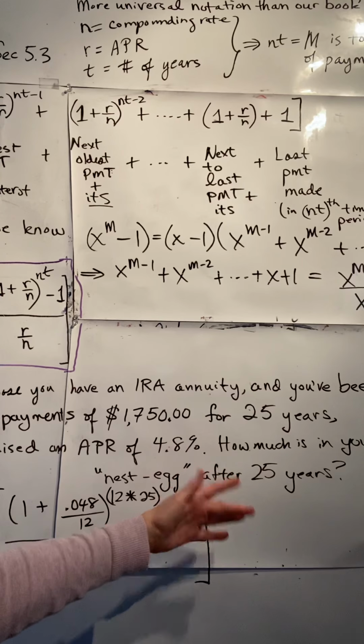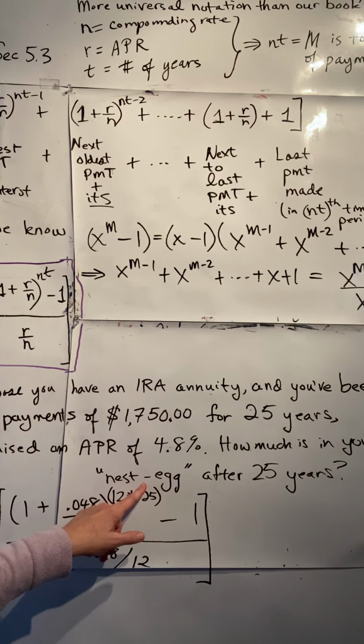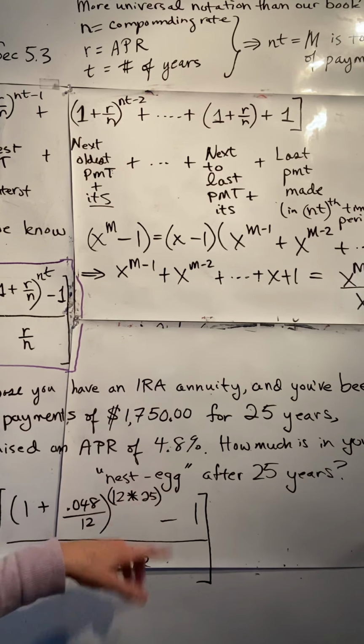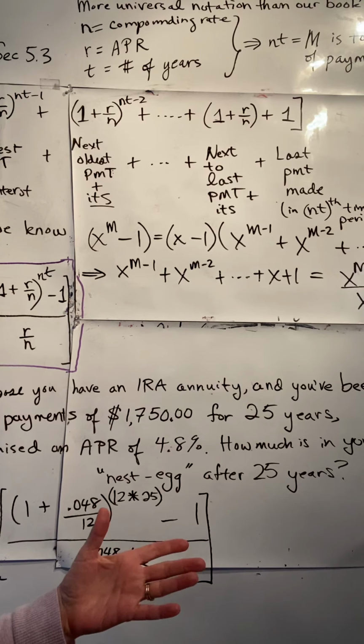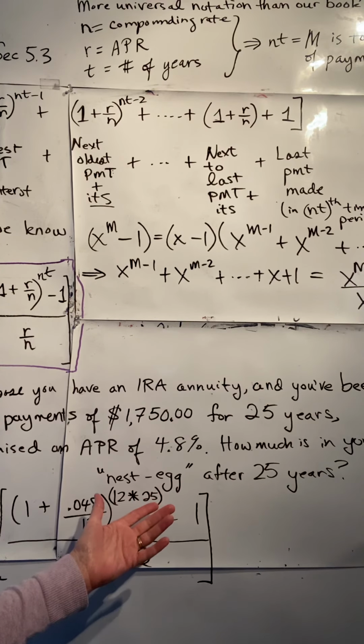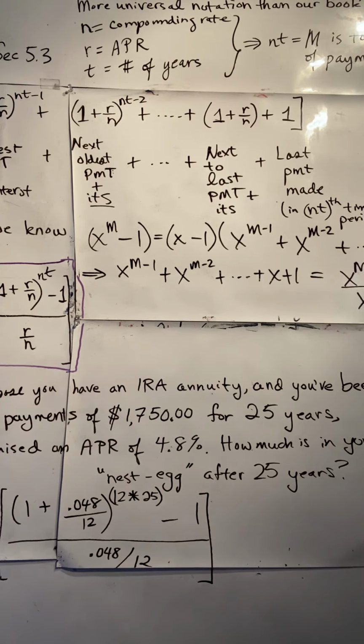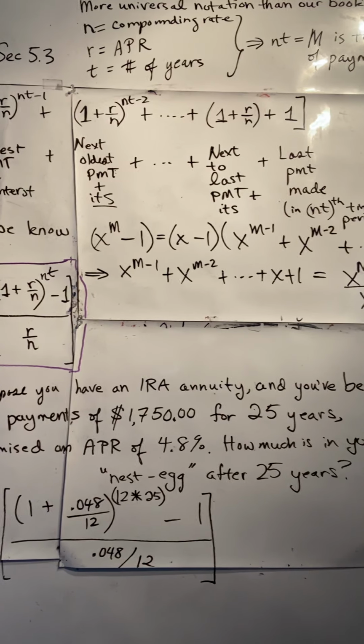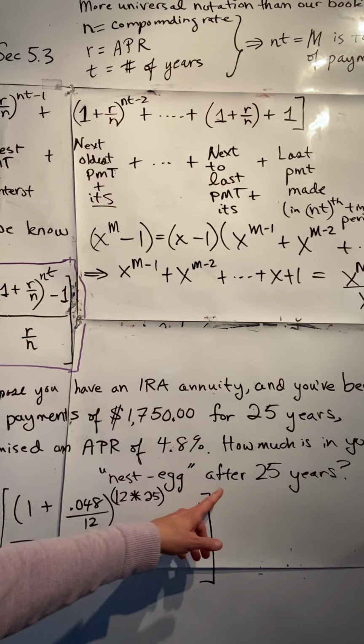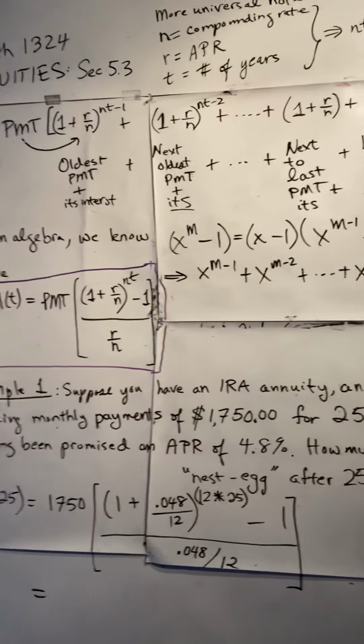Which, when it's a retirement account, often gets called a nest egg. All right, so you've been saving up all this money, you're about to retire. This amount in the account is going to be used to feather your nest for your retirement. That's why it gets called nest egg. So how much is in there after 25 years?